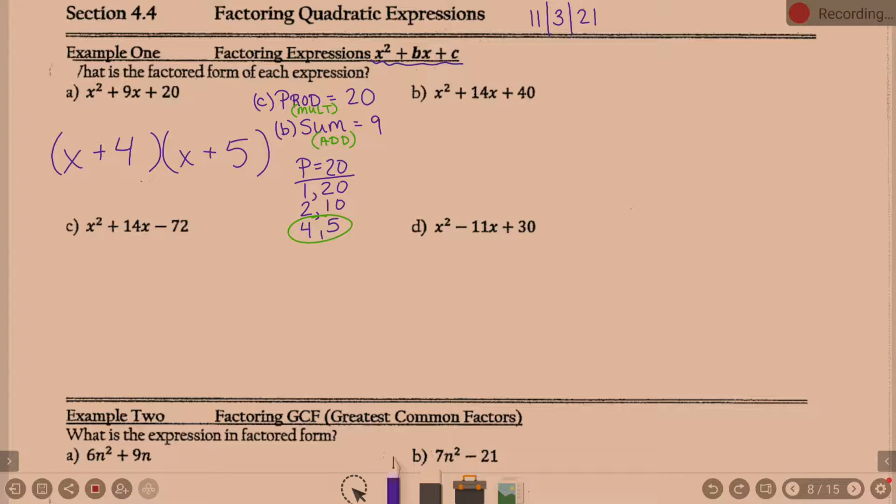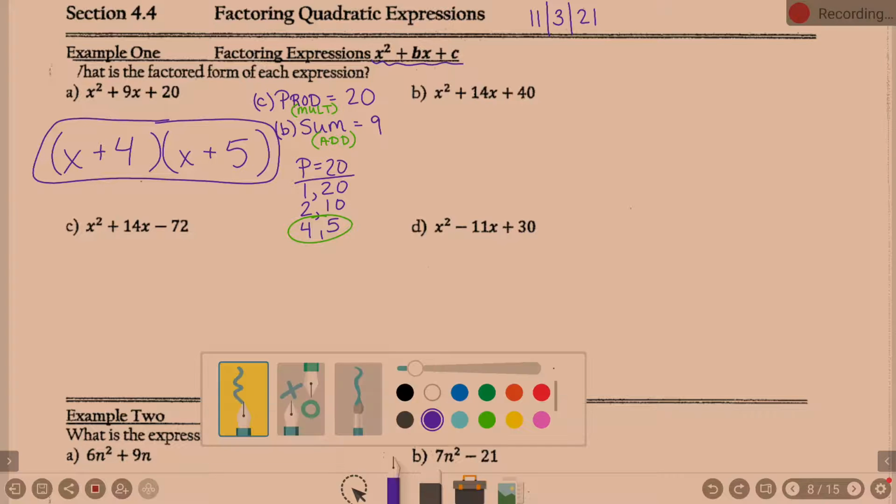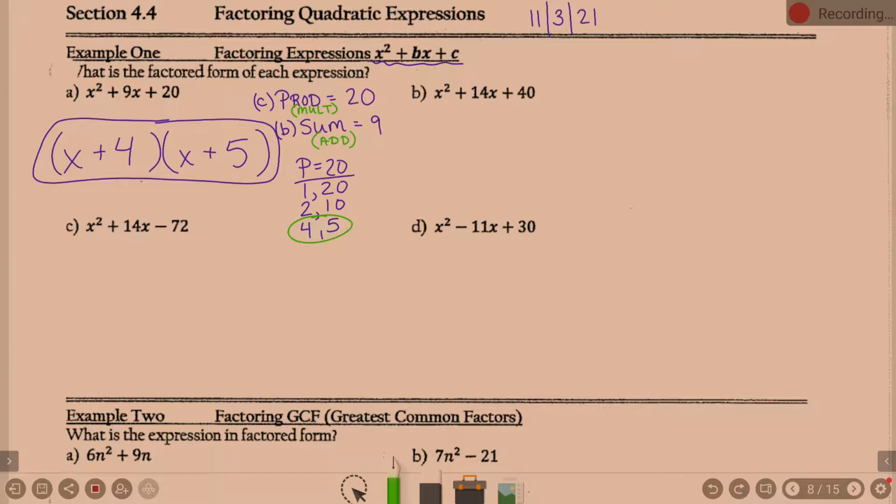At this point, folks, X plus 4 times X plus 5 is your answer. We're done. Yay. Now, my question to you, though, is, I'm not saying you need to every time, but I want to on this first one. How can we check this answer? FOIL or distribute, right? As in, multiply it back together.